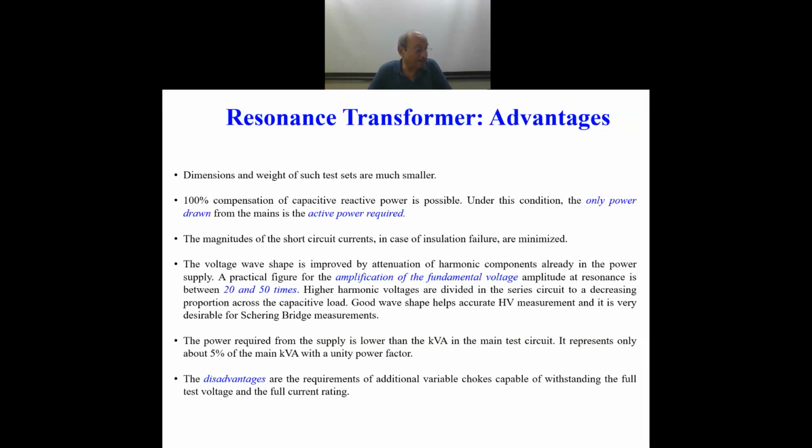Then there is one disadvantage also, that the disadvantages are the requirement of an additional variable choke. Some people call the reactor a choke. It must be capable of withstanding the full test voltage and the full current rating. You need a reactor which can withstand the full test voltage and the full test current magnitude. So that is a slight disadvantage. Otherwise, the tuned resonant circuits are of great importance.